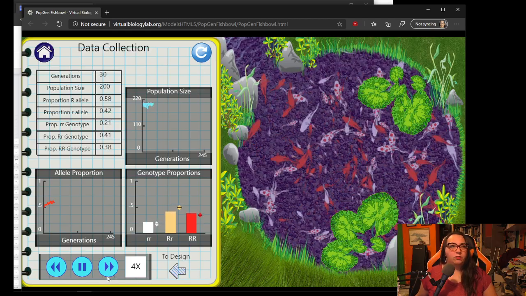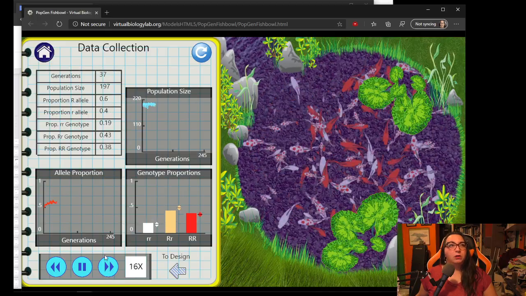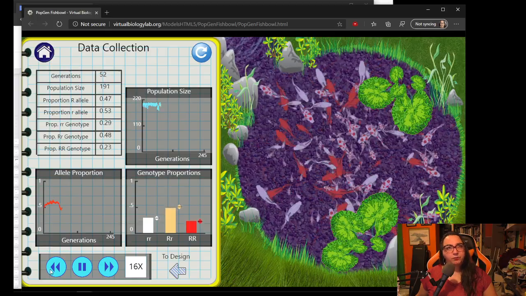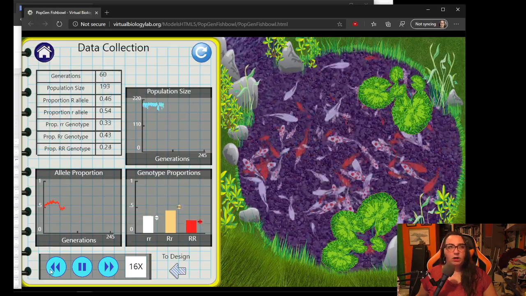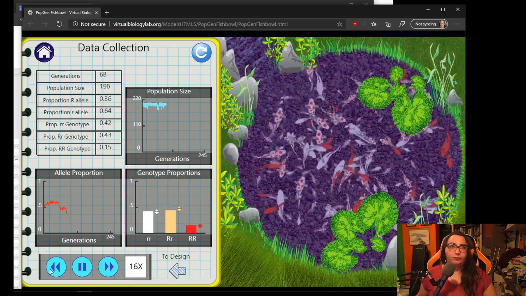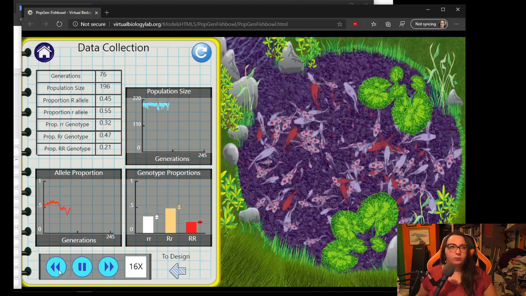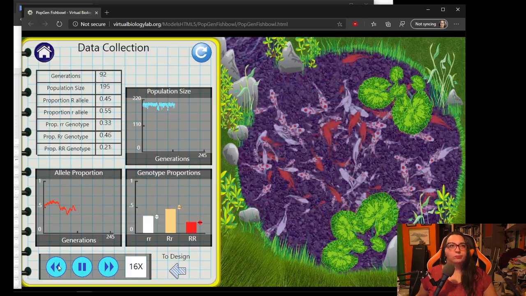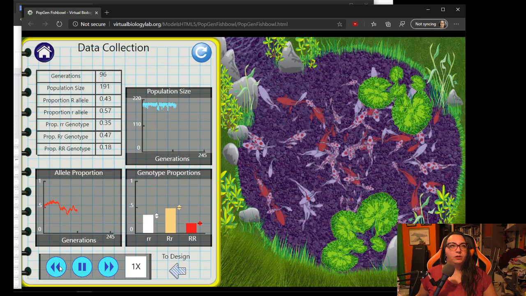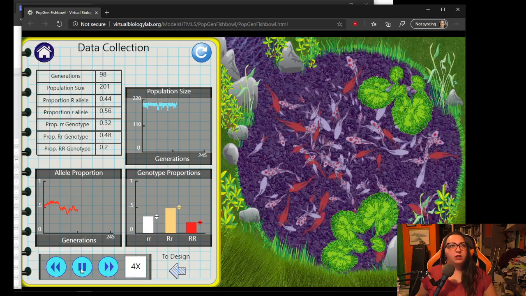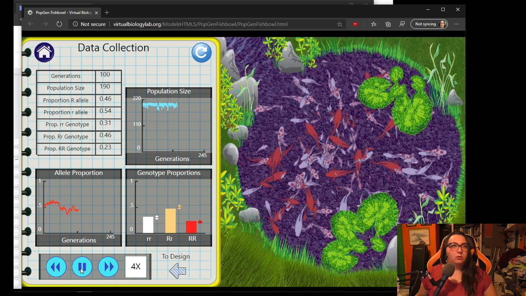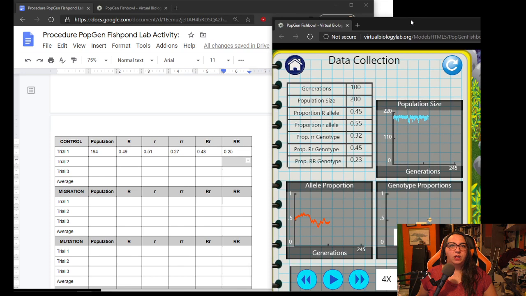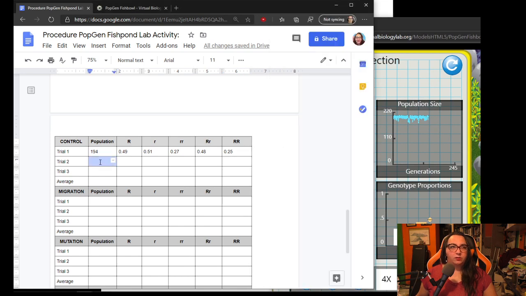We're at 30 generations. I'm going to speed up time here till we get to 16. And run it out to 100. Okay, slow down when we get into the 90s. 97, 98, 99, 100. Pause, and then we want to look at entering that data. So our population size is 200.